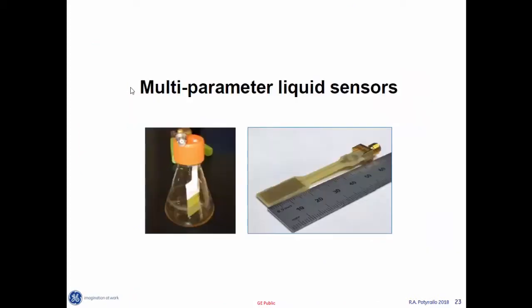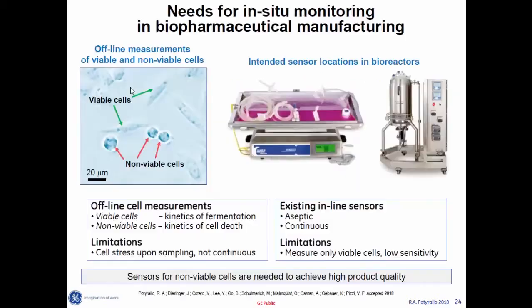So, one example of our liquid measurements. Half of the example is doing measurements of viable and non-viable cells, and another example is doing measurements of contaminants in lubricating oils. The reason that we're measuring viable and non-viable cells is that having this information during bioprocess applications is very critical to have a high quality final product.